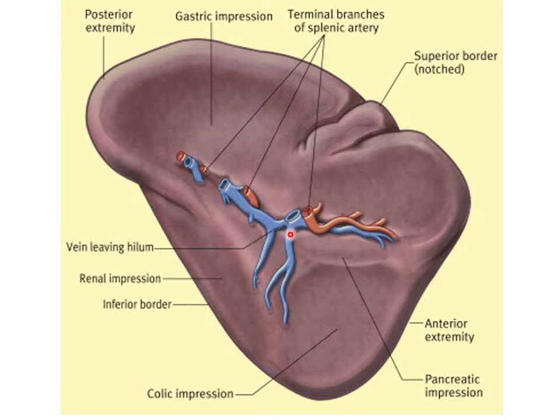Now last is the pancreatic impression, right? This one. Now this pancreatic impression, it is for the tail of the pancreas, lies between the hilum and colic impression. So this is about the 4 impressions, or we can say visceral relations on the visceral surface of spleen.